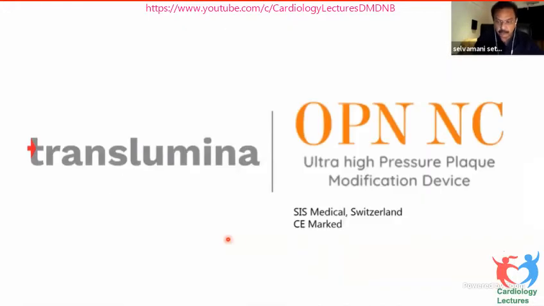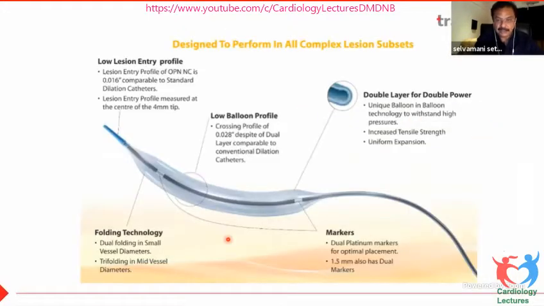A brief introduction about OPN NC. OPN NC is a double-layered balloon, which is a unique technology. It increases the tensile strength and it gives uniform expansion. It is a relatively low profile, but sometimes in significant calcium, very difficult to track. But for the size, it is a low profile balloon. And it has two markers, like any other balloon.